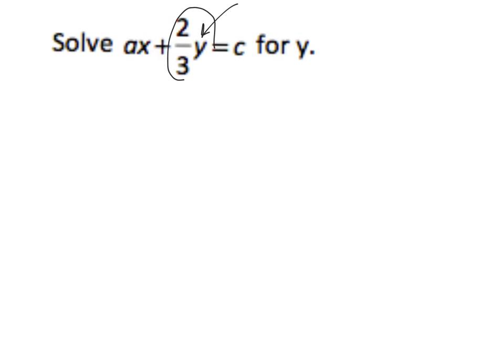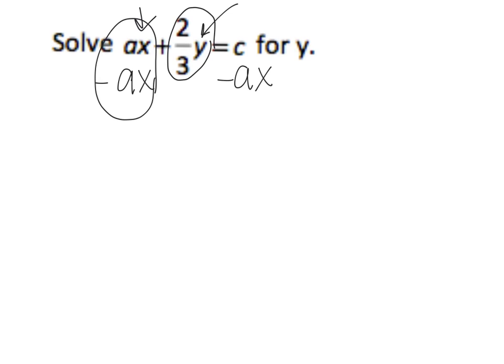Here's the term that y is with. So just like any other thing, we would get everything away from that term and then take care of just whatever's being multiplied or divided. So with this ax, pretend like this was just a number. If it was 3 plus 2/3 y, you would tell me to subtract the 3. Well, that's exactly what you're going to do here. You're going to subtract ax from both sides.